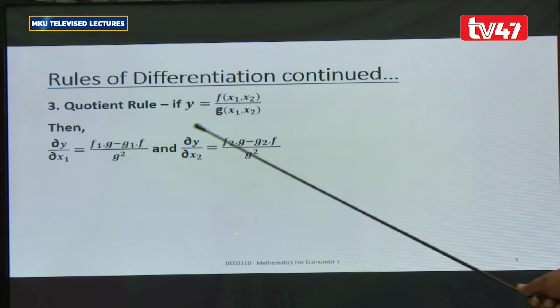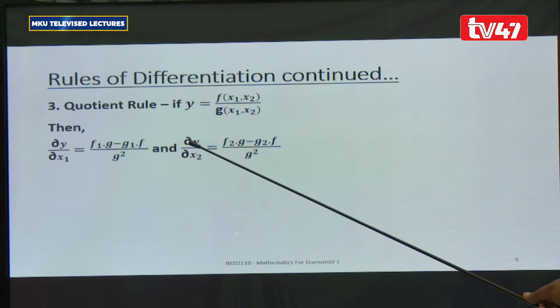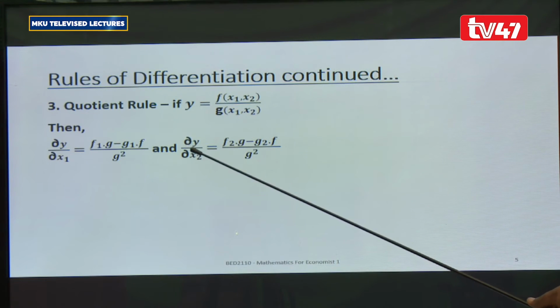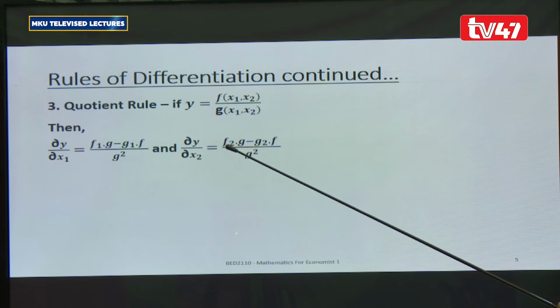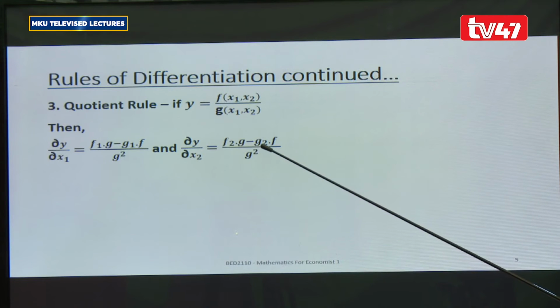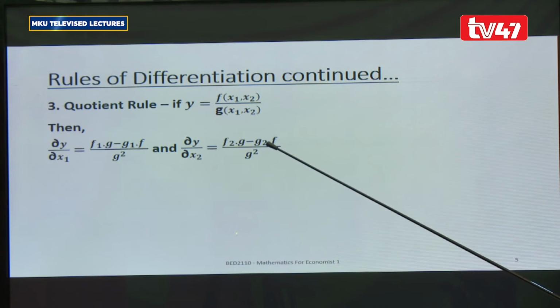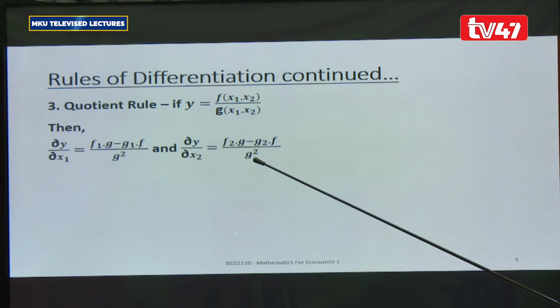We perform the same for the second variable. We can now do the partial derivative of this function y with respect to x2, and in this case our numerator would be f2g, that is the partial derivative of the first function with respect to x2 multiplied by the second function, minus the partial derivative of the second function with respect to x2 multiplied by the first function, and the whole of it divided by the denominator squared.